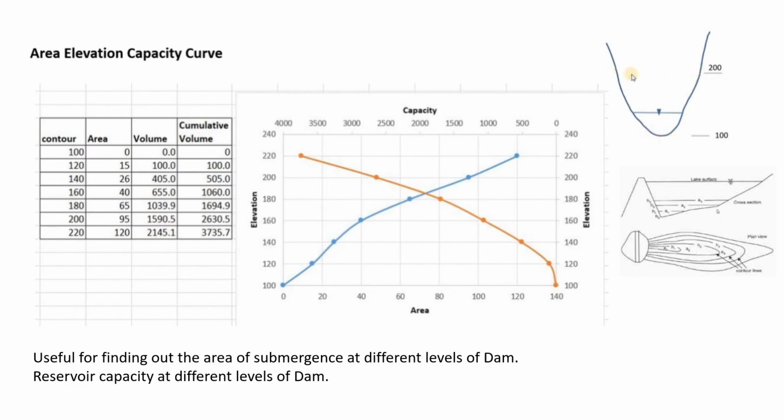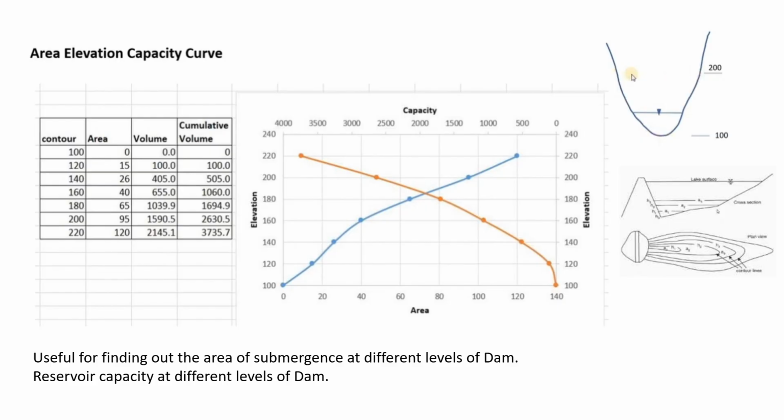If we see here at the right corner, the river cross-section is indicated. River bottom level is 100 and if we want to see the curve up to 200, we will see how to develop this. We have to prepare a table with different contours starting from 100. The next column is area. We know that at bottom elevation, the area coming under this contour is 0. So area is 0 and accordingly the volume is also 0.